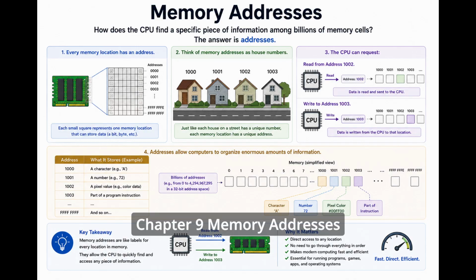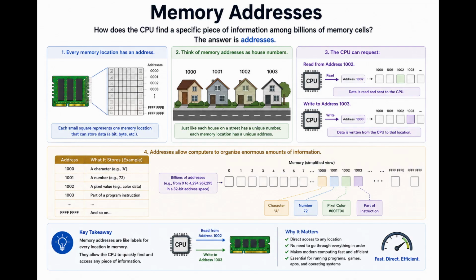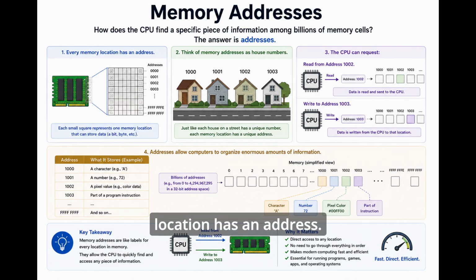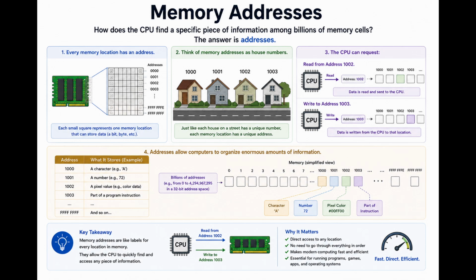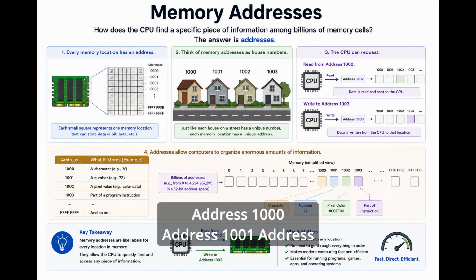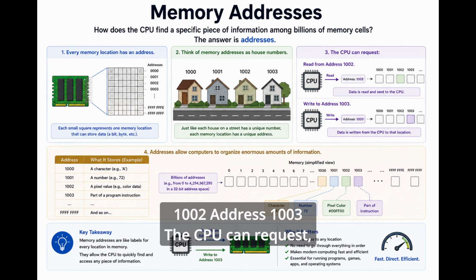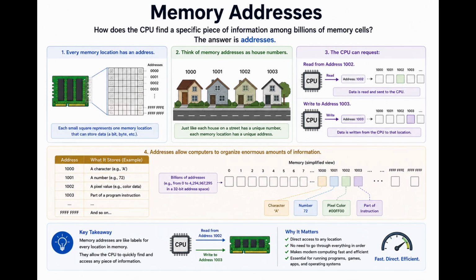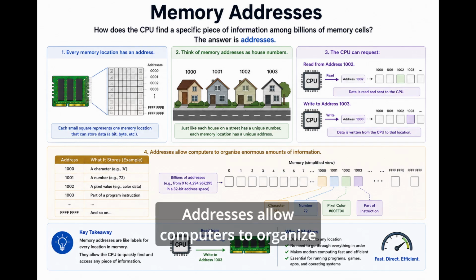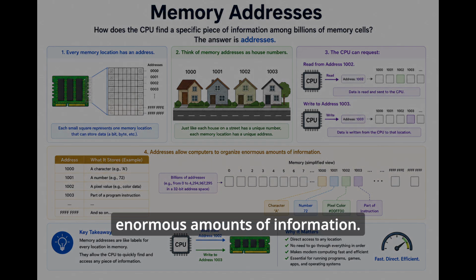Chapter 9 Memory addresses. How does the CPU find a specific piece of information among billions of memory cells? The answer is addresses. Every memory location has an address. Think of memory addresses as house numbers. Address 1000. Address 1001. Address 1002. Address 1003. The CPU can request, read from address 1002. Write to address 1003. Addresses allow computers to organize enormous amounts of information.